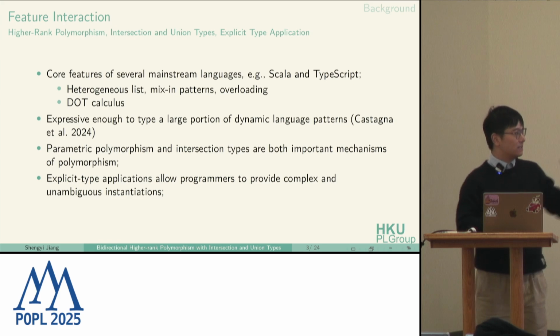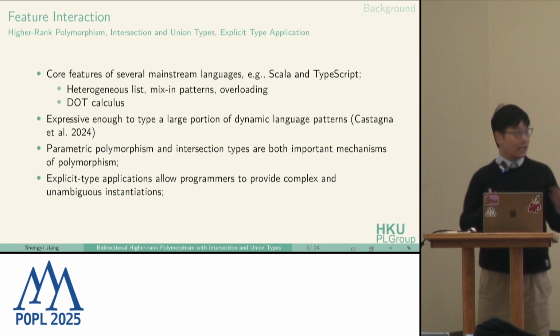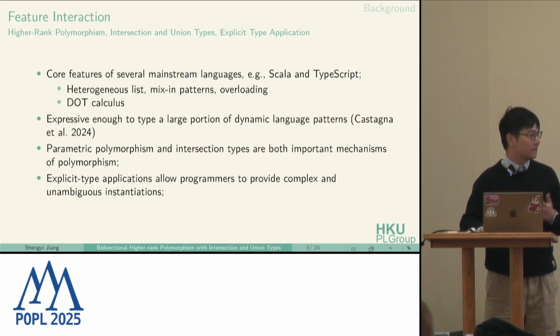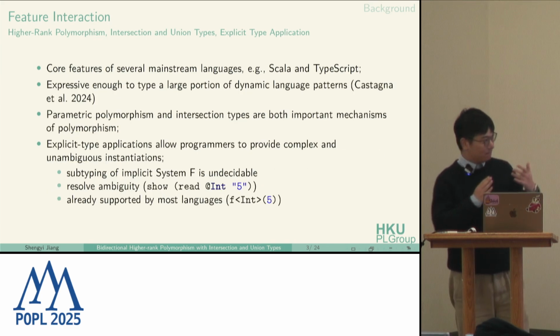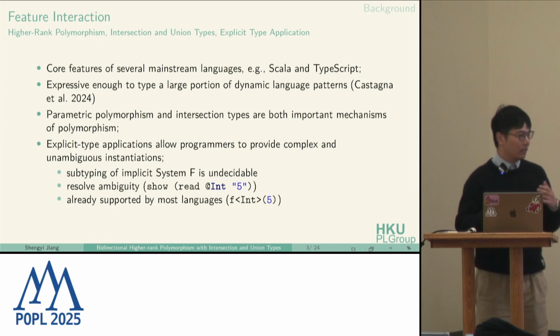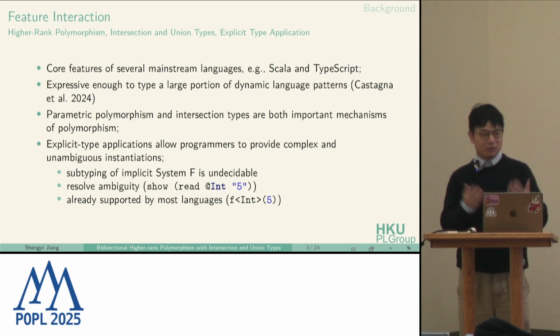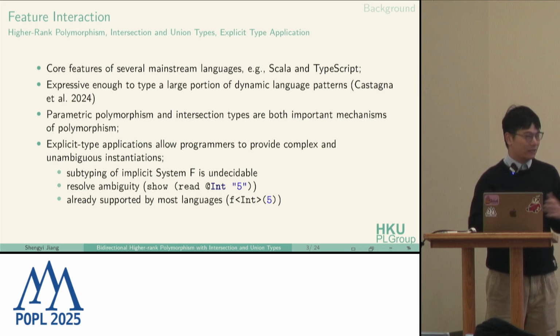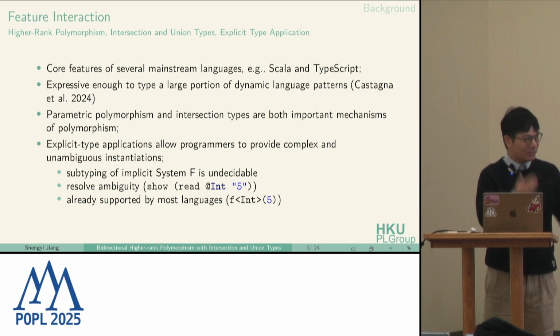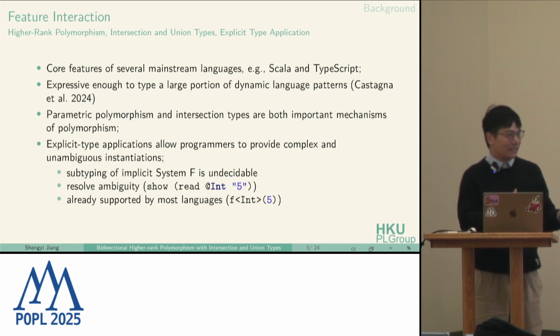And the last thing is the explicit type application. It complements the above 2 features very well because it allows programmers to provide complex and ambiguous instantiations. Like for a lot of systems, you cannot do full inference. You really want the programmers to provide some help to the type inference engine. And also, these features are supported by most languages because in a lot of languages, you don't even have this inference, so you need the programmers to provide them anyway.